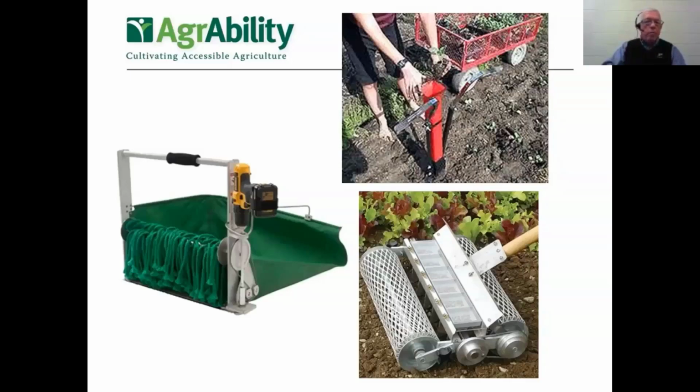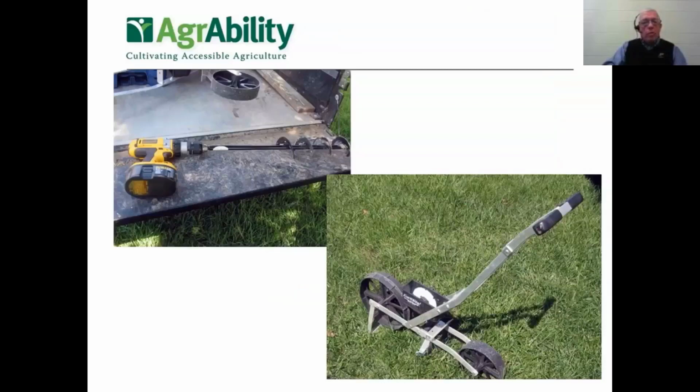Top right is a transplanter for transplants, your tomatoes, cucumbers, and so forth. And then the bottom is a planter for small seeds that you're planting in narrow rows. We talked about the cordless drill and the auger and the planter. Again, saving your back and making it much easier.